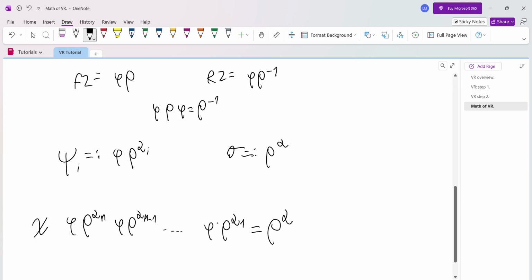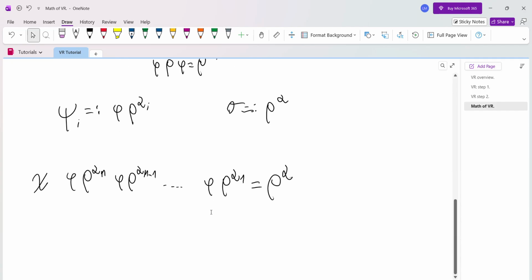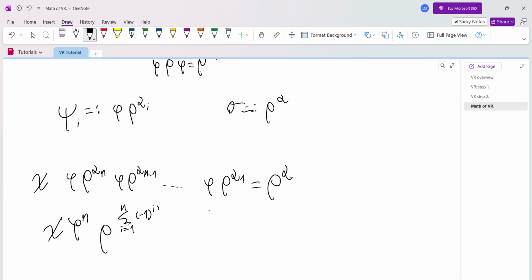Now remember that phi anti-commutes with rho, which means I can pull all these phi's to the left. So we basically get chi times phi to the n. This is phi, not rho. And then this is rho to the sum from I going from 1 to n of minus 1 to the I plus 1 alpha I. And this is equal to rho alpha. And this is our first equation.